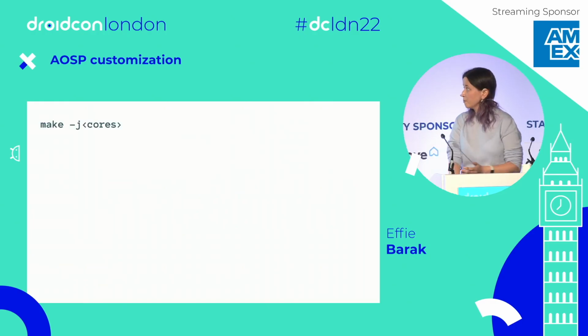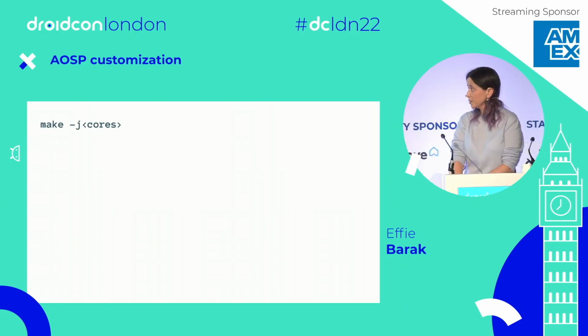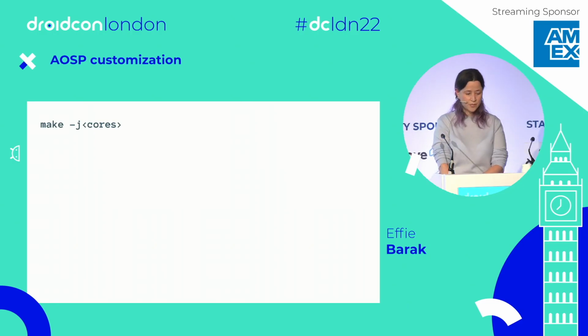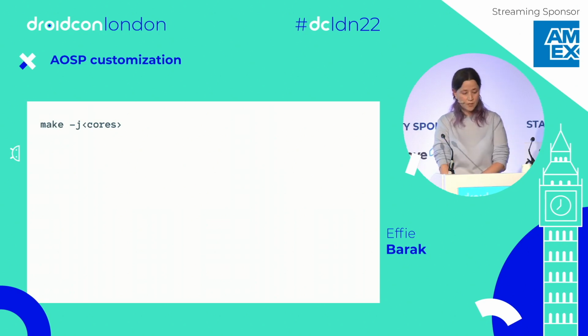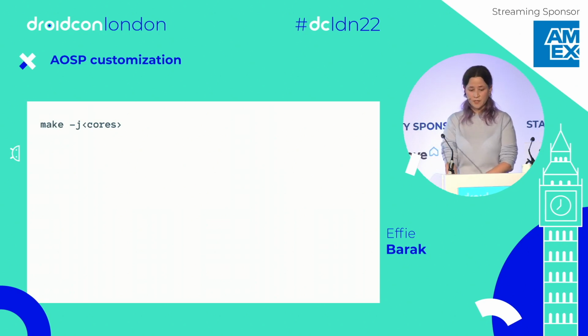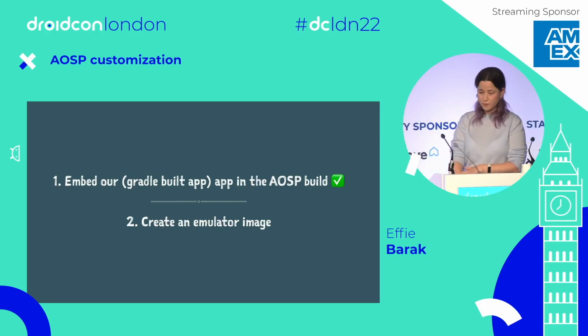And then when we run the make command, AOSP will see there's a new file it can look into, and it tells it to take this APK and embed it into AOSP with this certificate and these permissions. Cool, let me do that. And next time we have an emulator image, we have an emulator image with our own app embedded in it. So step 1, good to go.